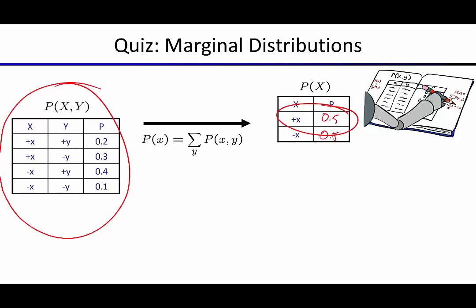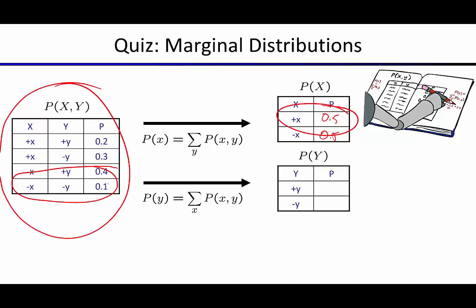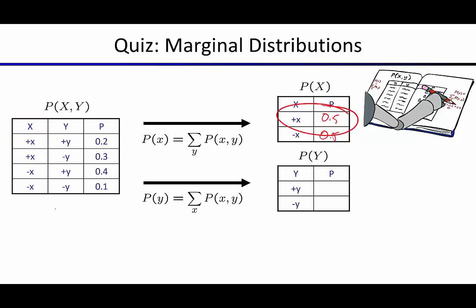One way to find the next 0.5 is that it has to sum to 1. So the only way you can sum to 1 is by also having 0.5. If you're not so sure about your calculations, you might want to calculate the one for negative x by summing these two together. You find 0.5, and then you can sanity check that indeed everything you did sums to 1. We can also compute the marginal for the other variable, for y. What's the probability for plus y? And here's 0.6. Plus y adds up to 0.6. Negative y, the complement of that, 0.4.